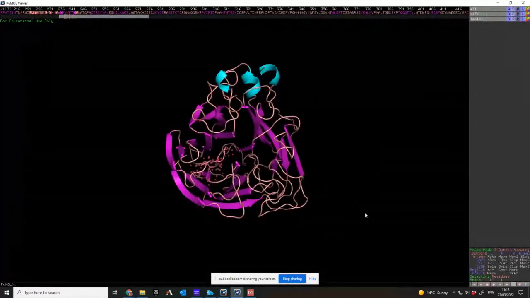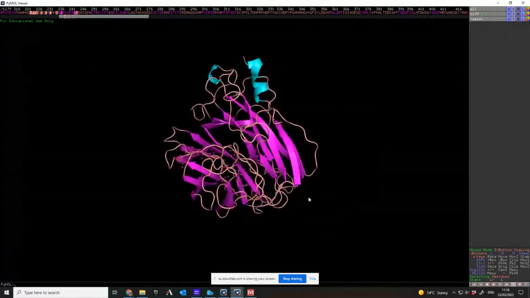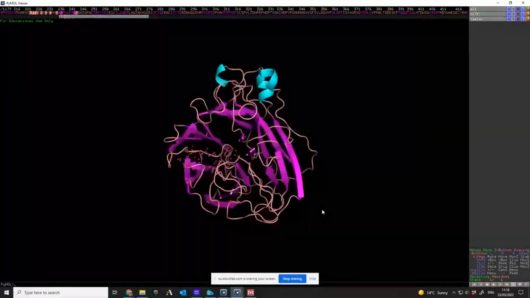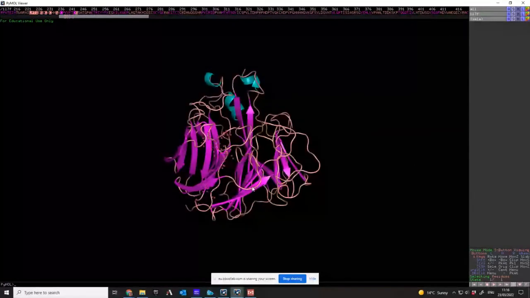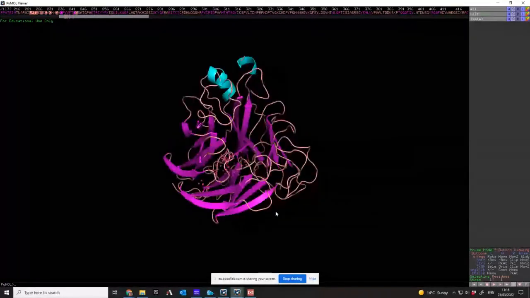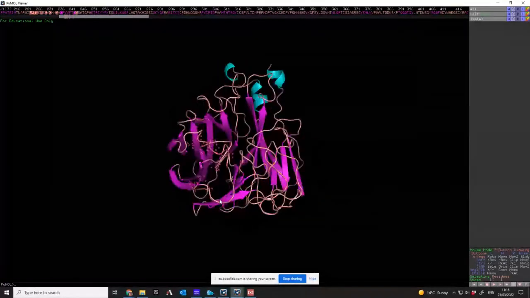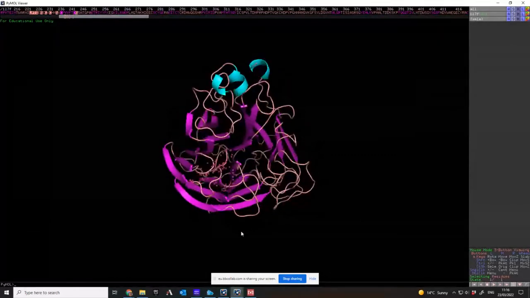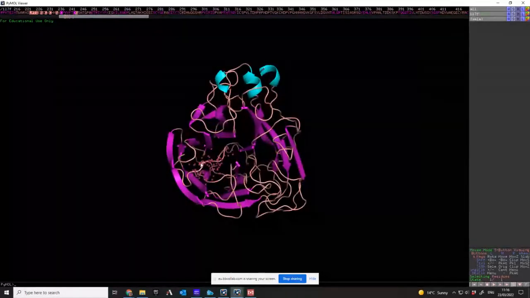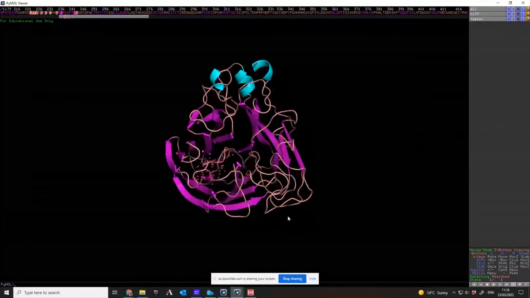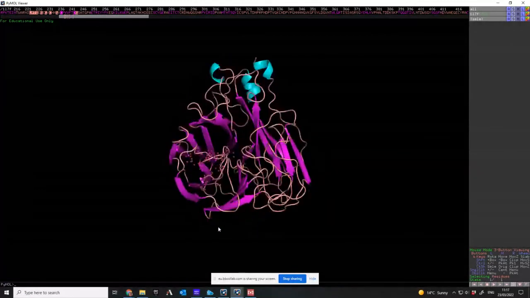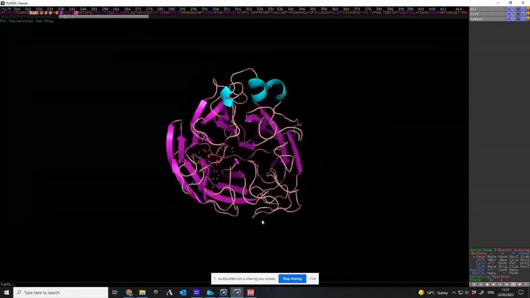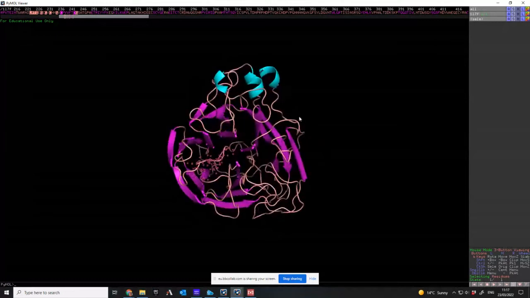So you can see, if I rotate it around, that they all fall along that particular loop region of the protein. So that suggests that this bit here is doing something important. So it's probably involved in the activity of this particular molecule.